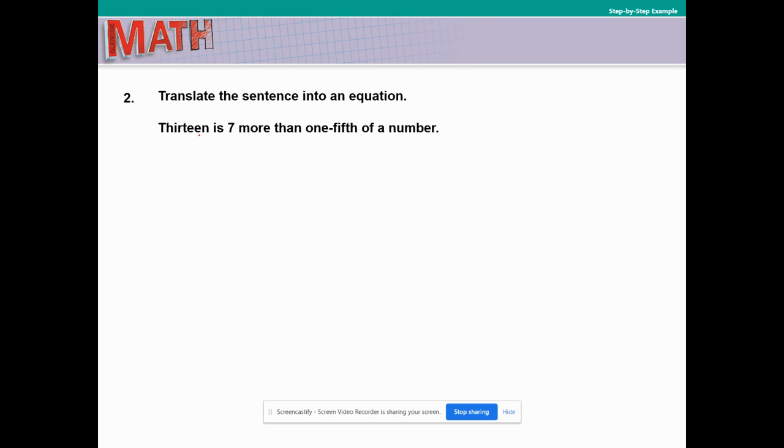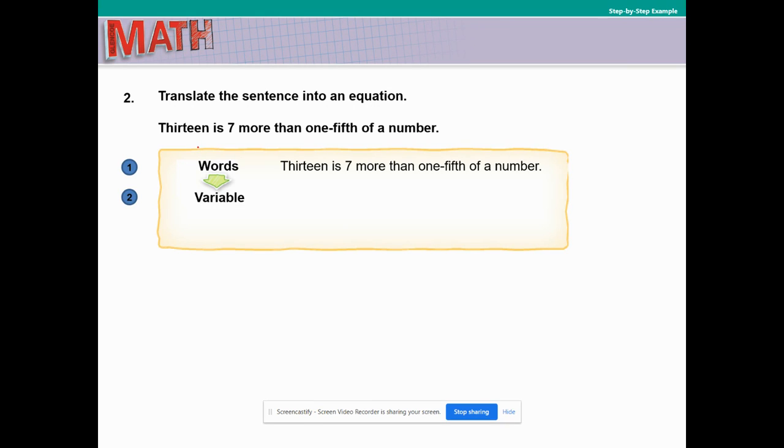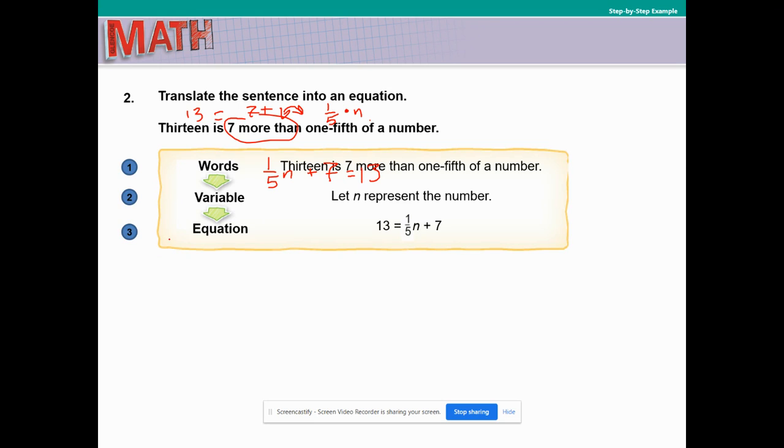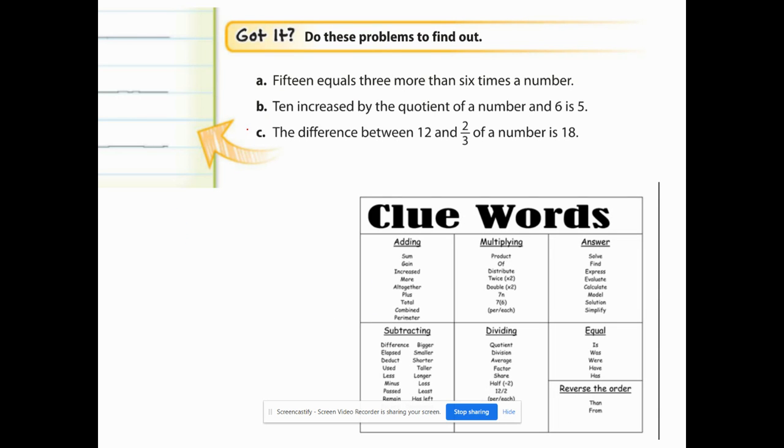So let's take a stab at 3 problems. So 13 is 7 more than 1/5 of a number. This is your second example in the book. 13 equals 7 more than. That means 7 plus flip. 1/5 of a number. 1/5 of times n. Now I'm going to flip it. 1/5 n plus 7 equals 13. Okay, so you can check your book for this example on page 130. We're now going to solve 3 problems at the bottom of page 130. Okay, so use your clue words and go ahead and try typing in your answer for A.